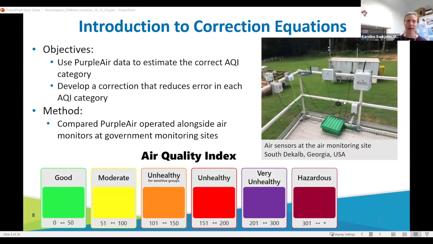So we want the data to be accurate in telling you, is the air quality good or moderate? And then we also want it to be accurate all the way up into telling you, is the air quality hazardous outside, the PM 2.5. And so we compared PurpleAir sensors operated alongside air monitors at government monitoring sites.